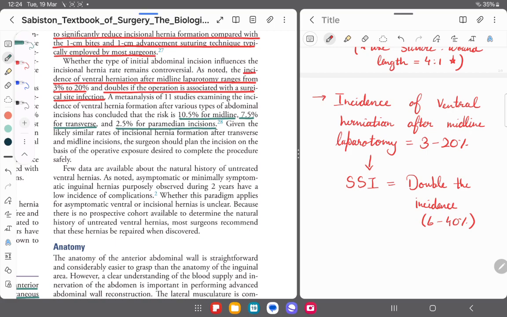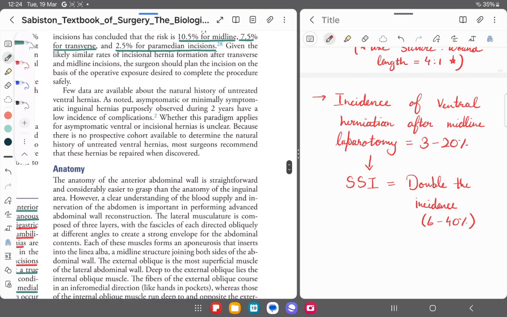Given the likely similar rates of incisional hernia formation after transverse and midline incisions, the surgeon should plan the incision on the basis of operative exposure desired to complete the procedure safely. Few data are available about the natural history of untreated ventral hernias. As noted, asymptomatic or minimally symptomatic inguinal hernias purposely observed during 2 years have a low incidence of complications.